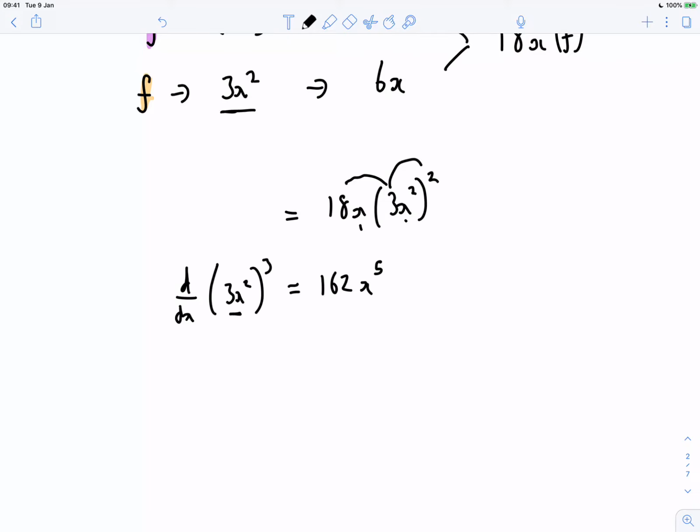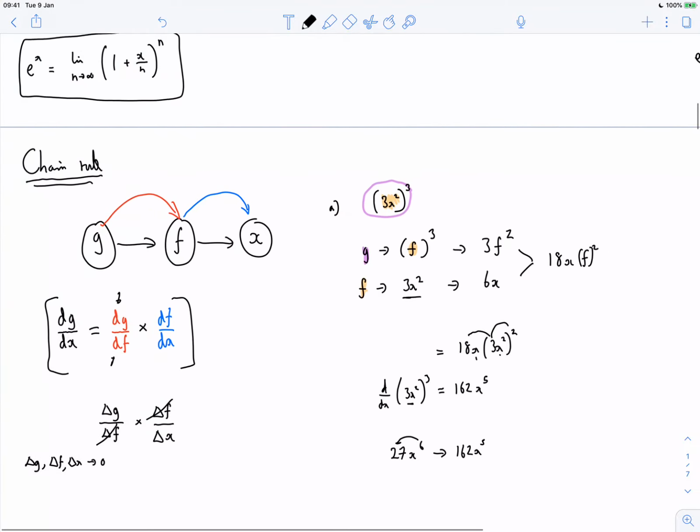So 3x squared to the cubed, well 3 cubed is 3 times 3 times 3, which is 27, and x squared cubed is x to the 6. If I was to differentiate this, the 6 would come down. 6 times 20 is 120, 6 times 7 is 42, 42 plus 120 is 162, and the x to the 6 would drop a power to give x to the 5. And now you're probably thinking, oh man, that was so much quicker, why did we go through this chain rule stuff? Well, for two reasons.